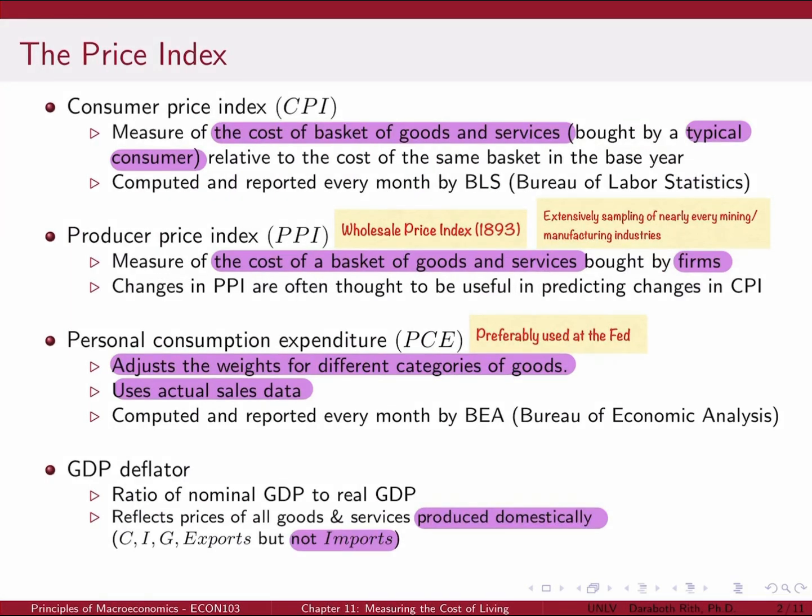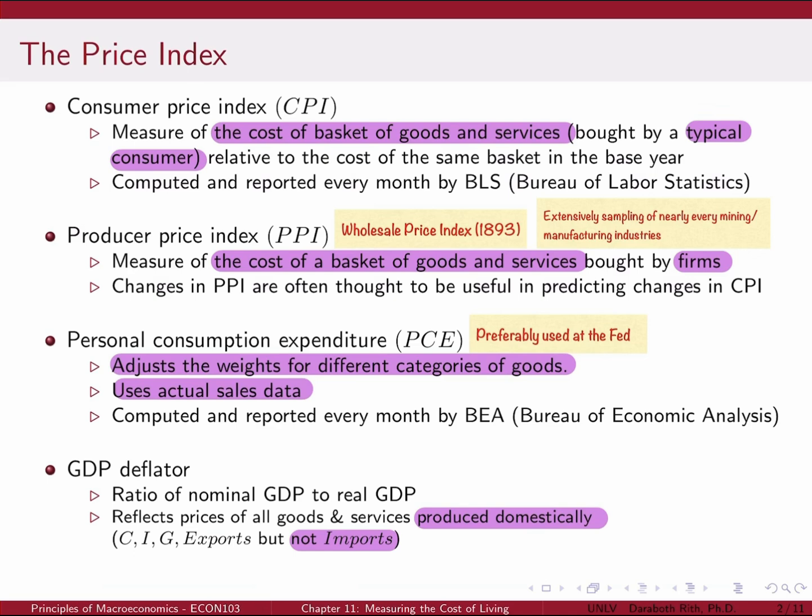Next, we have the PPI. It measures the cost of a basket of goods and services bought by firms. Originally known as the Wholesale Price Index, when it was established in 1893, the PPI is also overseen by the BLS. To calculate the PPI, the BLS conducts extensive sampling of prices across nearly every mining and manufacturing industry.